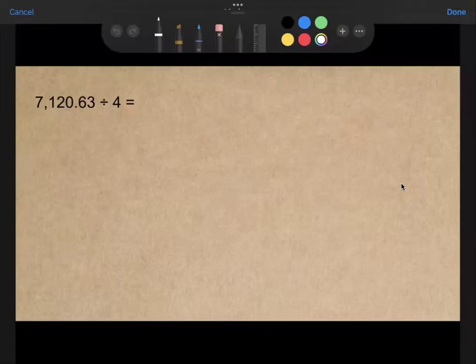Okay, here is our next one. This one is 7,120.63 divided by 4. Okay, so again, what goes in the bear cave, the bat cave, or the bird nest, or whatever you want to call it, is the first number. So 7,120.63 goes inside. And then on the outside goes the 4.